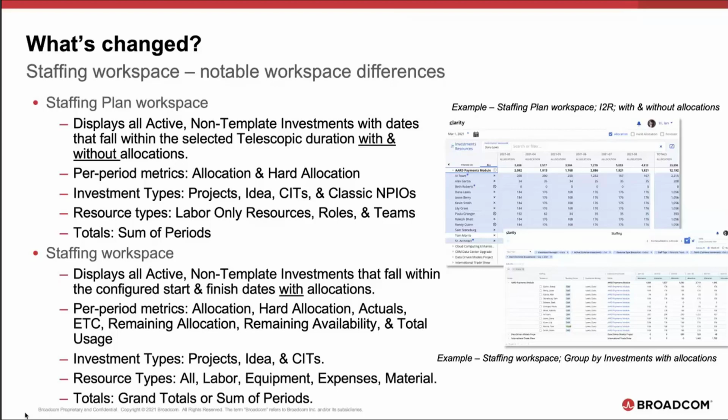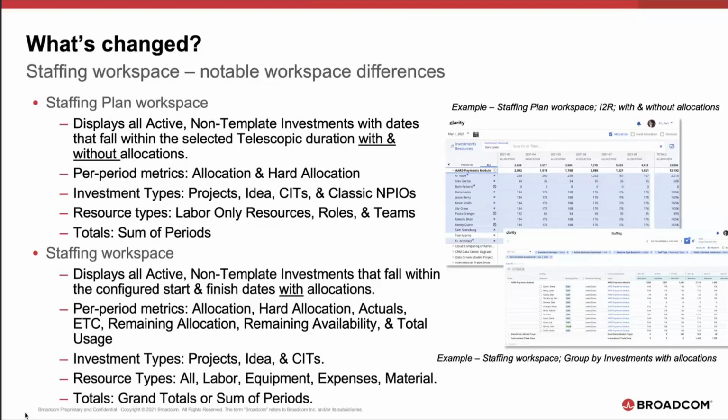The investments and resources displayed is determined by the chosen start and finish filters. And this grid only includes investments that have resource allocations. In other words, if an investment does not have any allocations, it will not be displayed in the grid. You have far more flexibility configuring per period metrics in terms of allocation, hard allocation, including actuals, EDC, remaining allocation, remaining availability, and total usage.